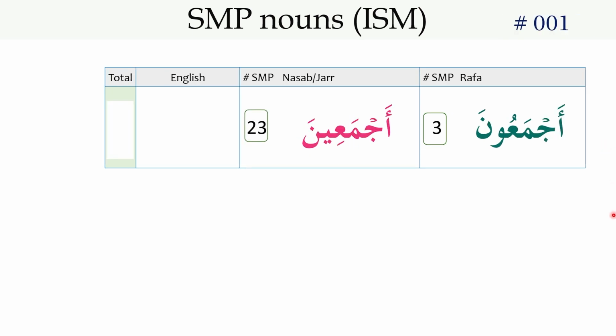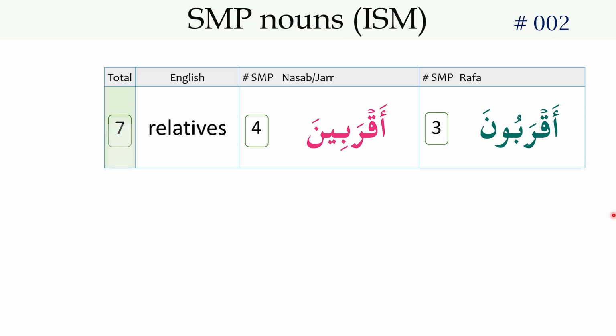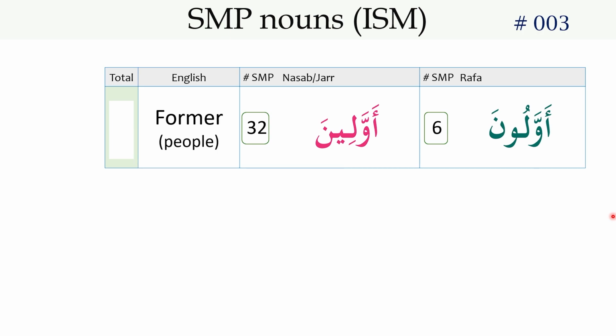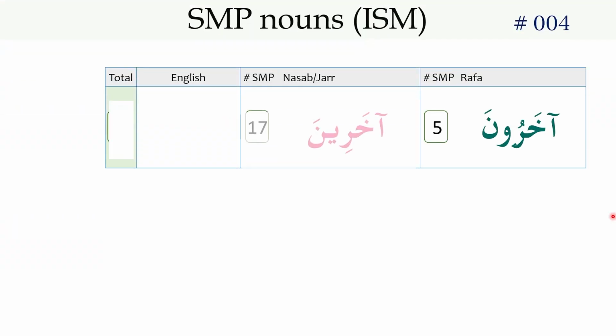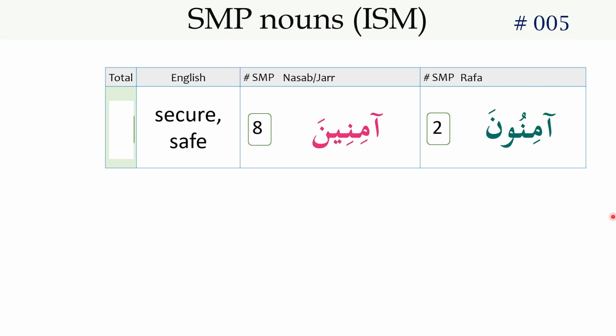Ajma'una, ajma'ina, all of them. Aqrabuna, aqrabina, relatives. Awwaluna, awwalina, former people. Akharuna, akharina, the later generation. Aminuna, aminina, secure, safe.